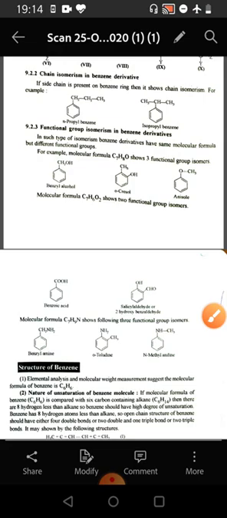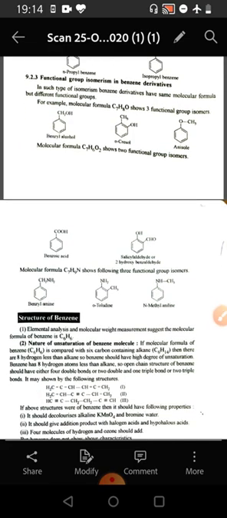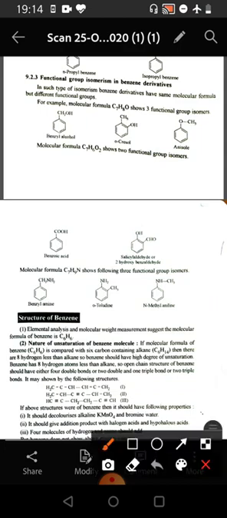Then next we come to functional group isomerism in benzene derivatives. In this type of isomerism, benzene derivatives have the same molecular formula but different functional groups. For example, the molecular formula C7H8O shows 3 functional group isomers: benzyl alcohol, orthocresol and anisole.